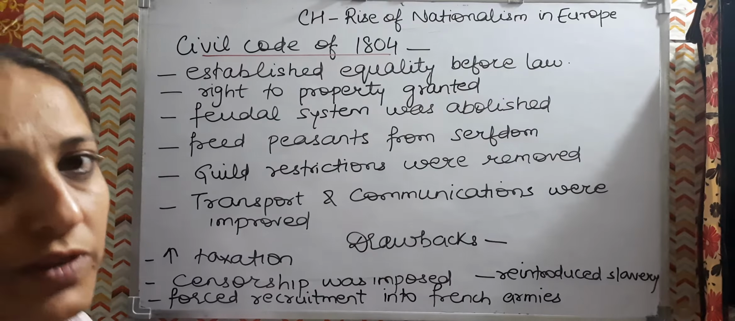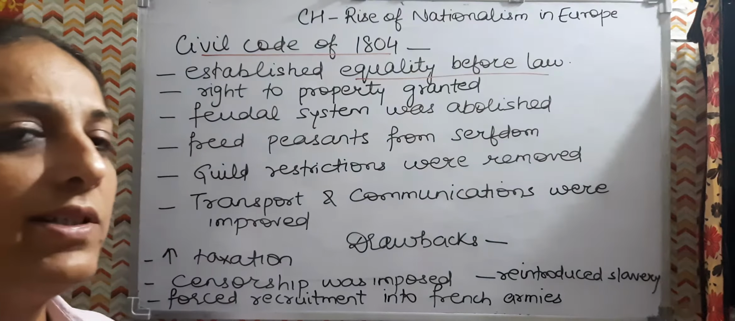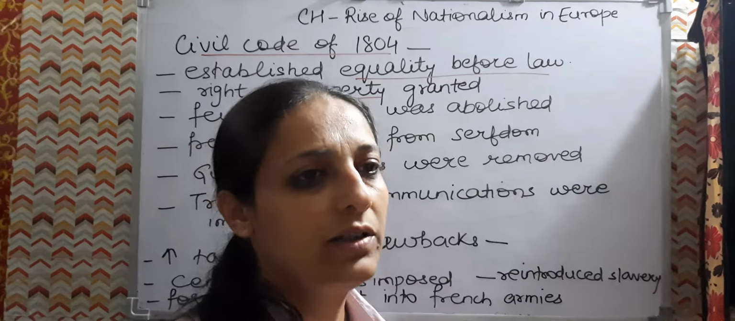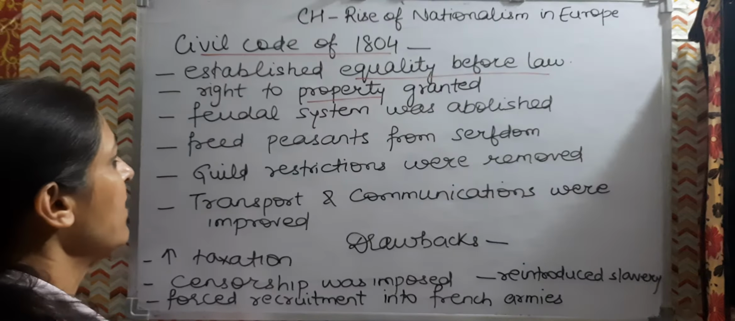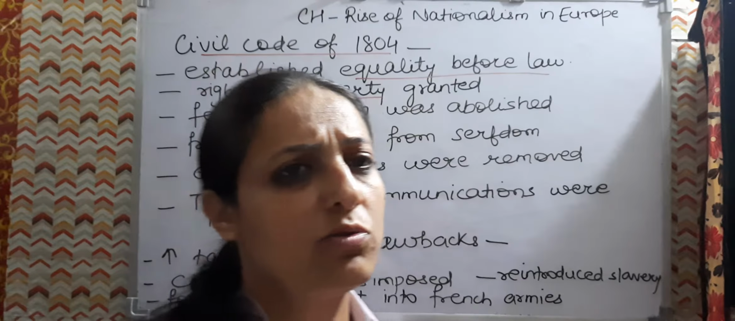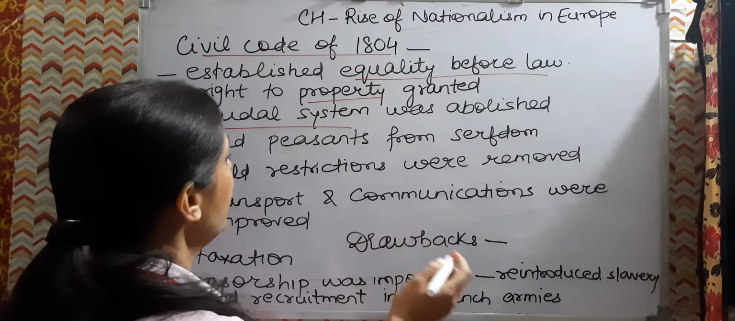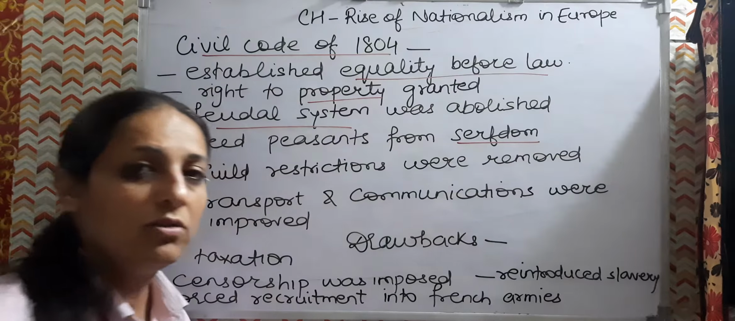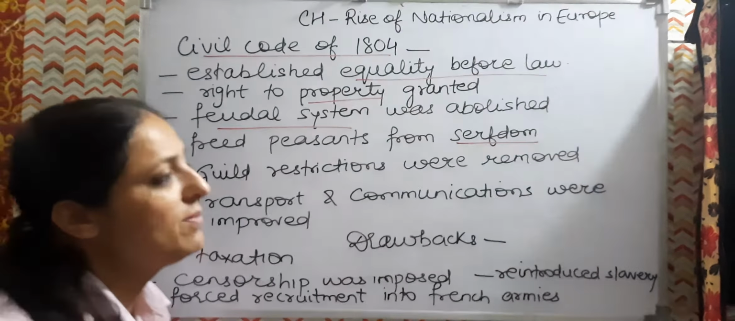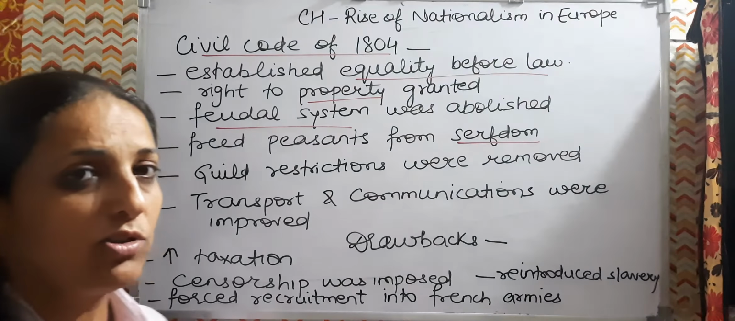Some of the provisions of this code are: this code established equality before law, that all are equal before law. The right to property was granted. The feudal system, where a lot of exploitation of the peasants was done through landlords and nobles, was abolished. It also freed peasants from serfdom. So serfdom was abolished, the feudal system was abolished, the right to property was granted, and this code established equality before law and did away with all the privileges based on birth.